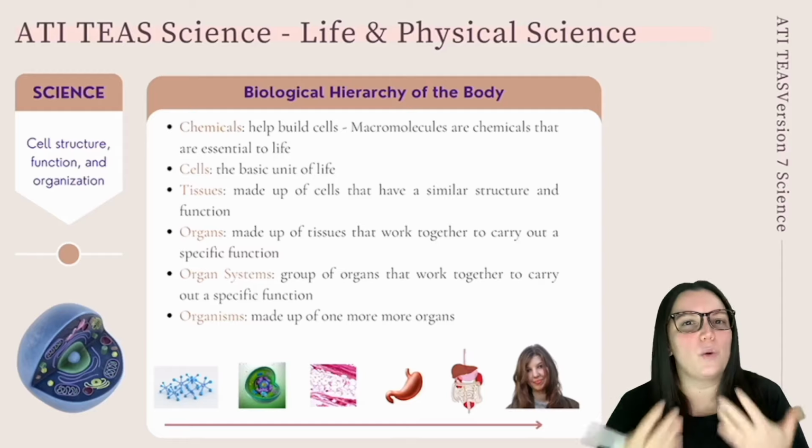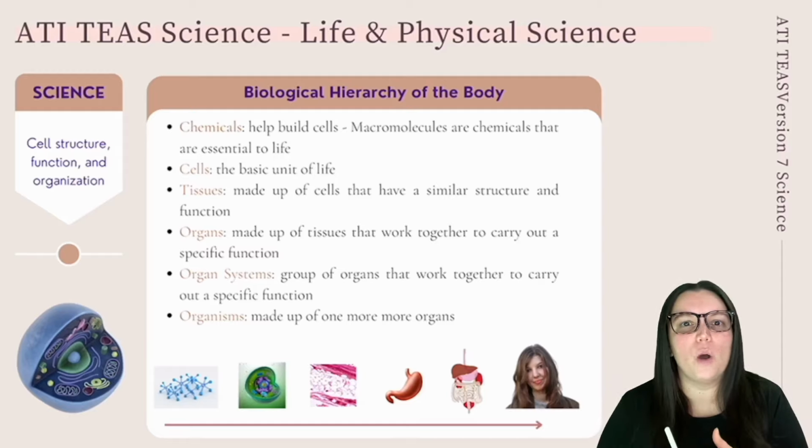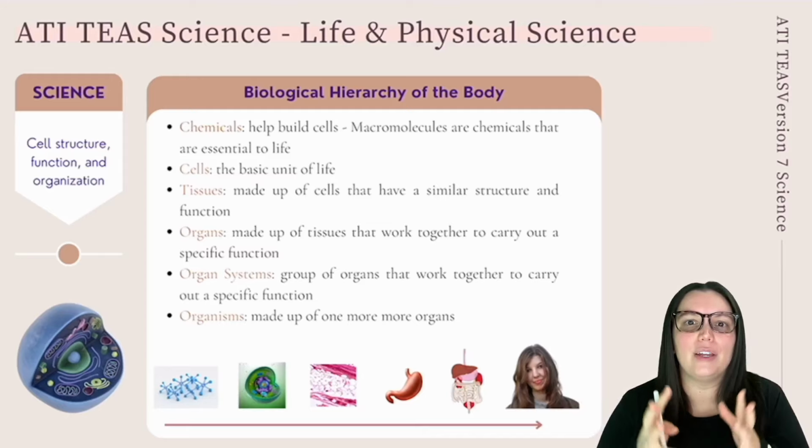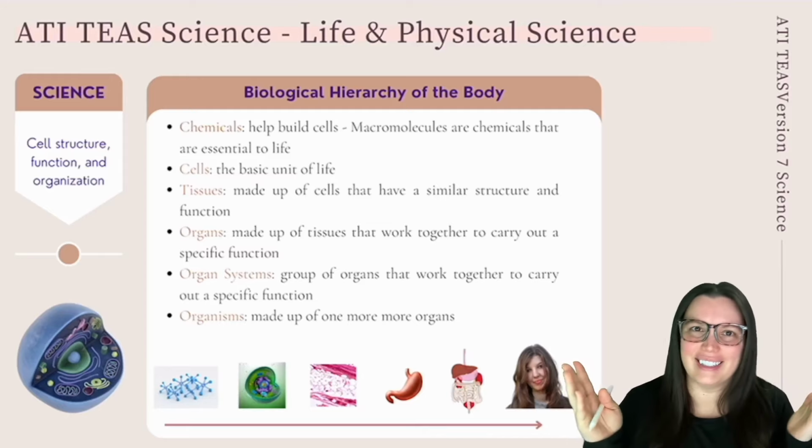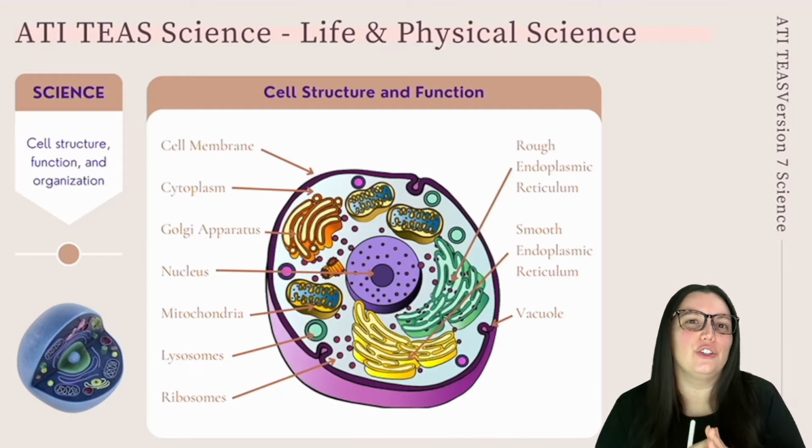And then lastly, we have organisms. They're made up of one or more organ systems. Humans are multicellular organisms that are made up of 11 organ systems, as we previously discussed. So let's take a closer look at cell structure and function.